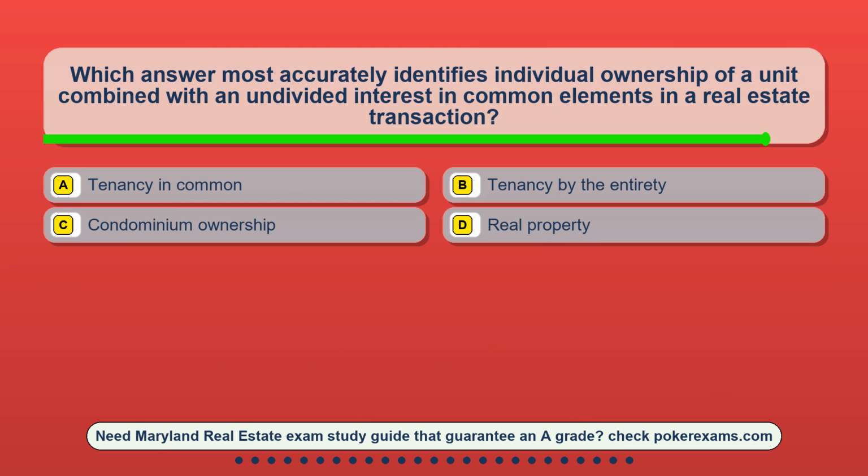Question 23. Which answer most accurately identifies individual ownership of a unit combined with an undivided interest in common elements in a real estate transaction? Option A, tenancy in common. Option B, tenancy by the entirety. Option C, condominium ownership. Option D, real property.